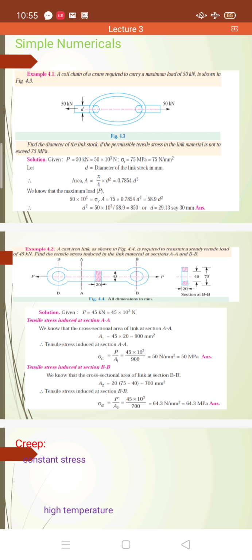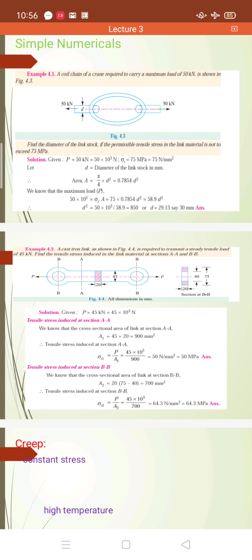A cast iron link as shown in the figure is required to transmit a steady tensile load of 45 kilonewton. Find the tensile stress induced in the link material at sections AA and BB. You see a cast iron link as shown in the figure with sections AA and BB, with a tensile load of 45 kilonewton.